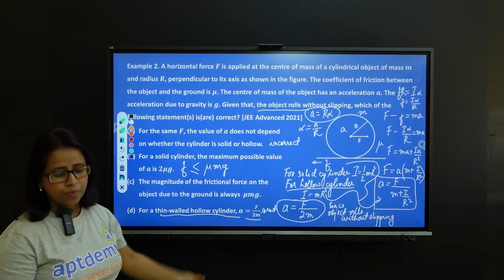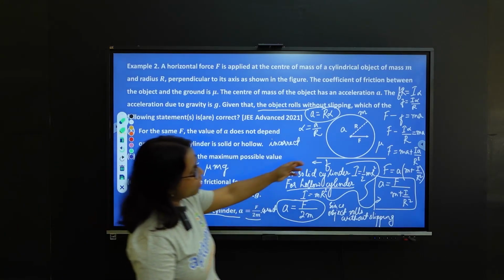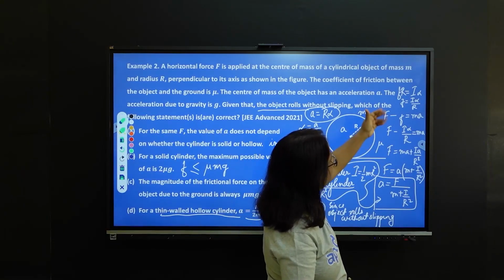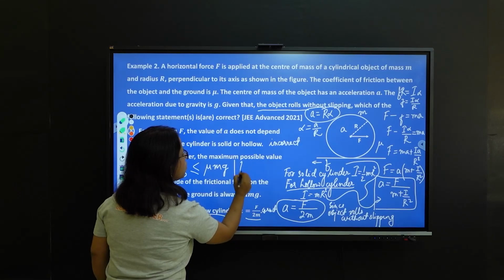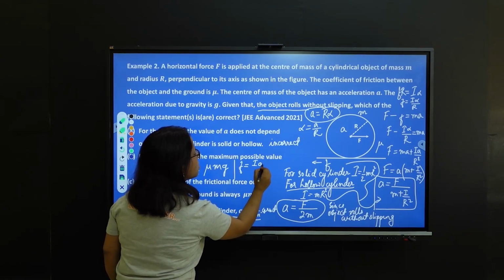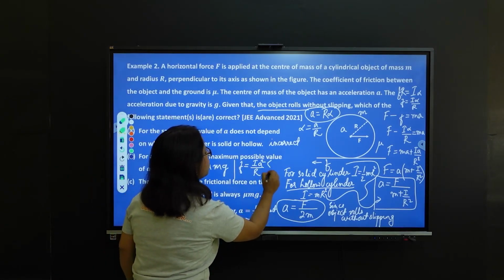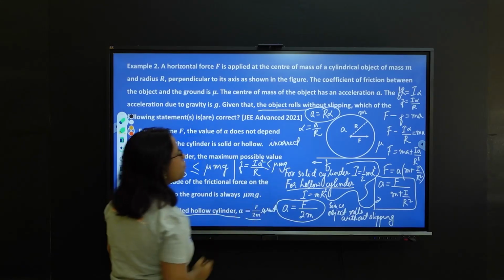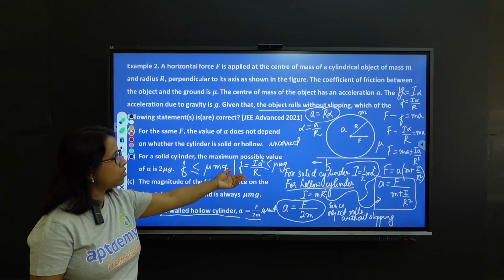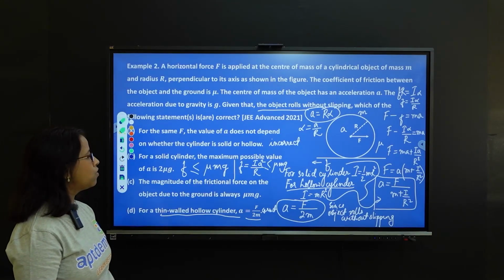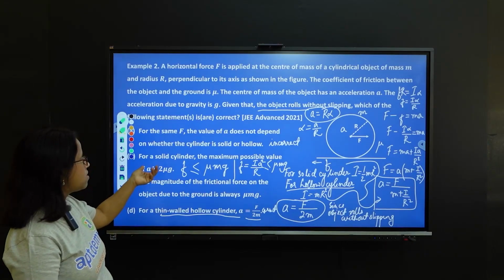So let's use this expression in the relation of F that we have. We had little f equal to I a square by r. Little f was equal to I a square by r. So this f is less than or equal to mu mg if the object is rolling without slipping. So from here, using this relation, let us again find out the value of the acceleration for testing the second condition.